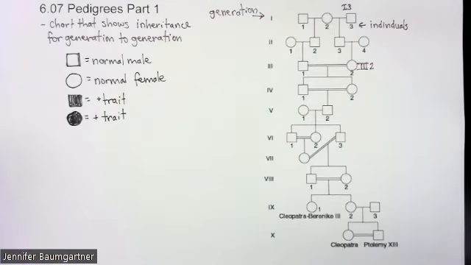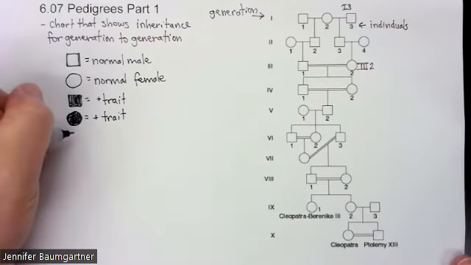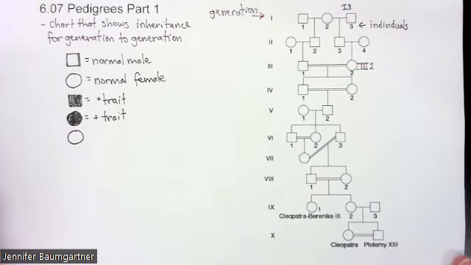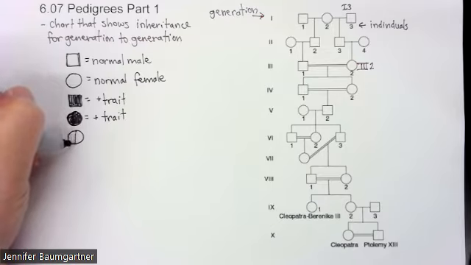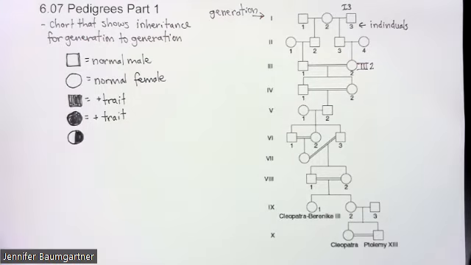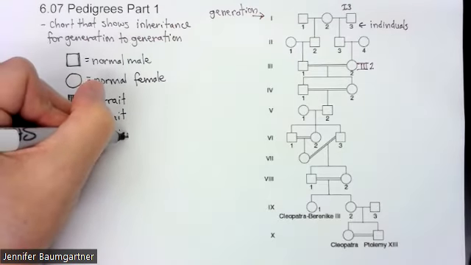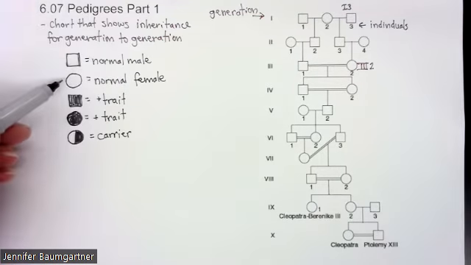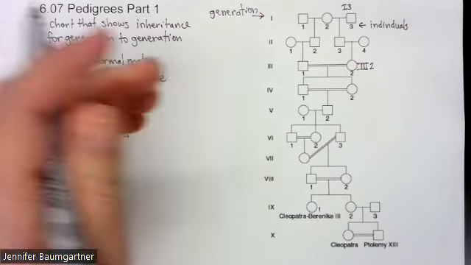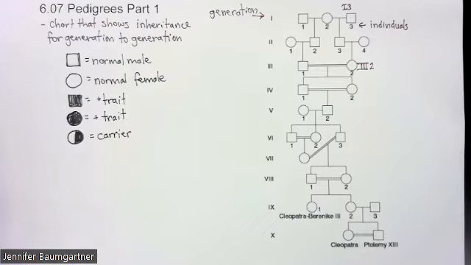Now, there's another possibility, and we see this especially with sex-linked traits. We talked about sex-linked, and you can be a carrier, and that's usually females. So a female who's a carrier, we do a half filled in circle, and this designates carrier. Again, we're only seeing the squares and the circles on this. We're not tracking a trait, but we're going to analyze this pedigree a little bit.